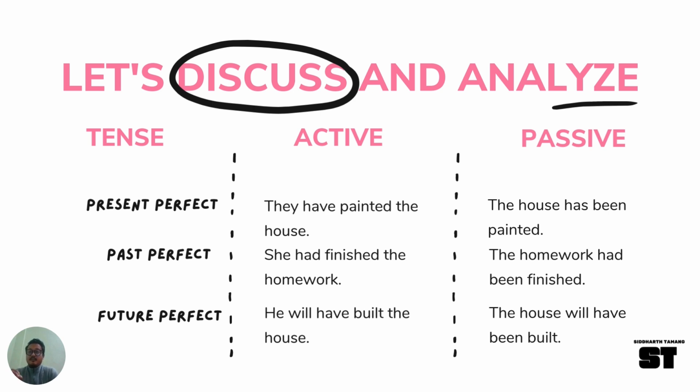Keep in mind that passive voice always uses a form of the verb to be, like is, are, was, were, will be, and so on, followed by the past participle.